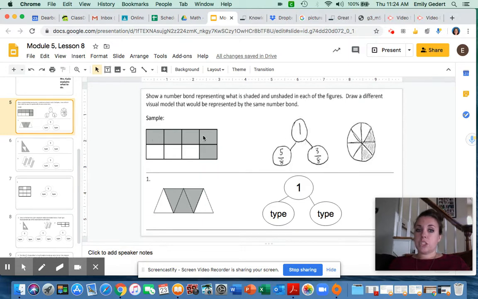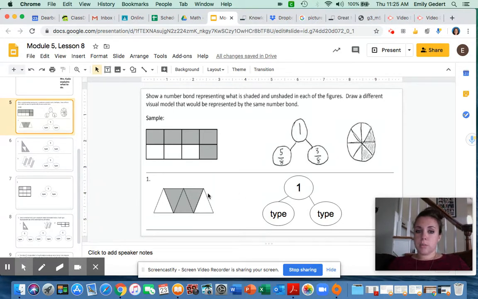You look at what's shaded in. There are 8 pieces. So 1/8, 2/8, 3/8, 4/8, 5/8 are shaded in. So I put 5/8 in one of the circles below, and then 1/8, 2/8, 3/8 are unshaded. So I put that together. So when I put these fractions together, they're going to give me one whole. So you're going to go ahead and do that for numbers 1 through 4.